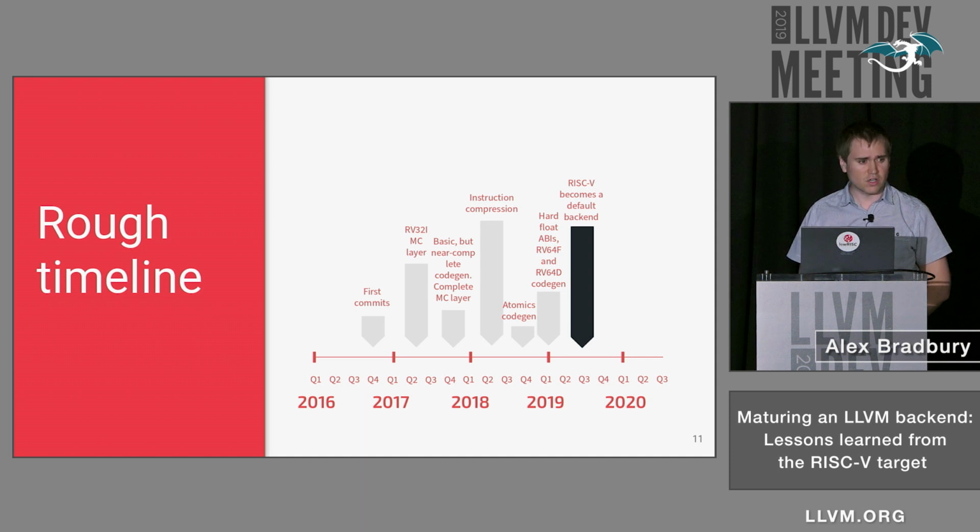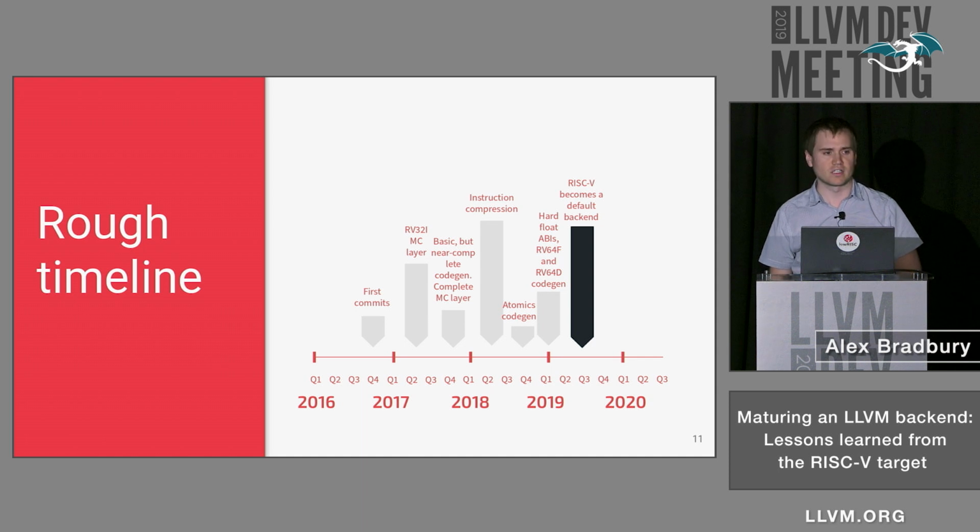The initial work started around the end of 2016, where the first few commits were landed. It wasn't until sometime around the middle of 2017 that I started working close to full time on it, rather than a little bit of time in evenings and weekends. So we had the initial MC layer patches landed sometime around Q1, Q2 2017, and then a huge chunk of work landed around the end of 2017. So the relatively complete machine code layer support, a relatively complete initial pass at CodeGen for the base instruction set architectures, enough to compile a large portion of the GCC torture suite and have it execute correctly.